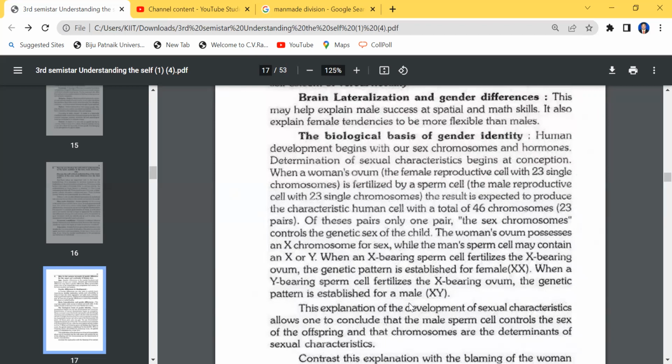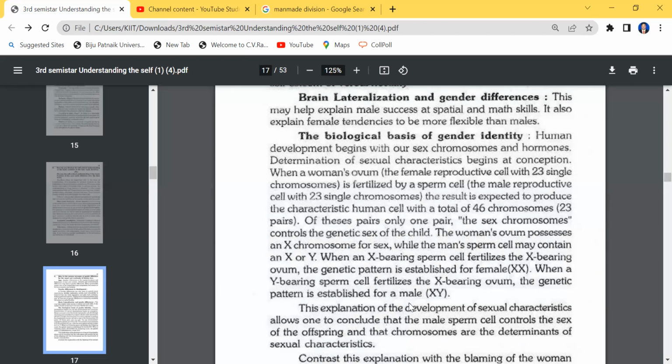Human development begins with our sex chromosomes and hormones. Determination of sexual characteristics begins at conception, when a woman's ovum, the female reproductive cell with 23 single chromosomes, is fertilized by sperm.